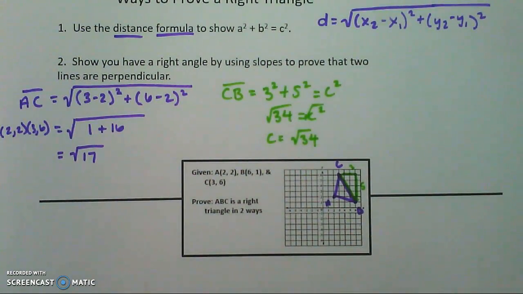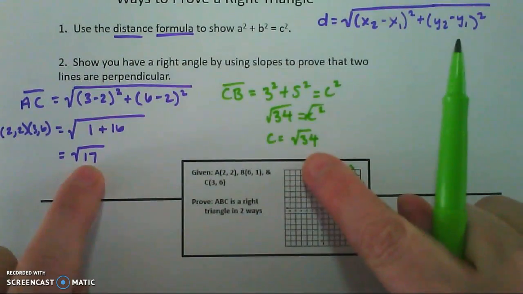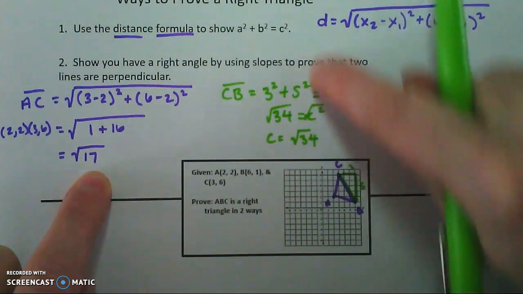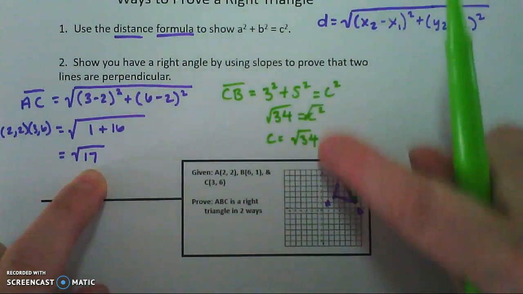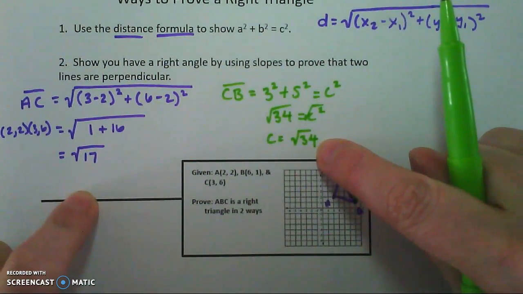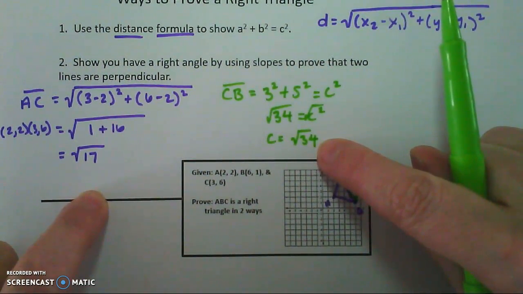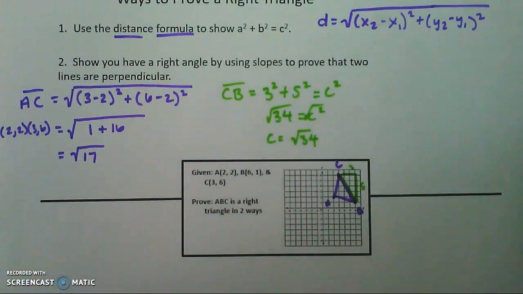You could simplify if you wanted to, but in this case, what we're going to be doing with these side lengths is plugging them back into the Pythagorean theorem, so you don't really need to simplify them because you're just going to undo that simplifying when we plug it back into the Pythagorean theorem.